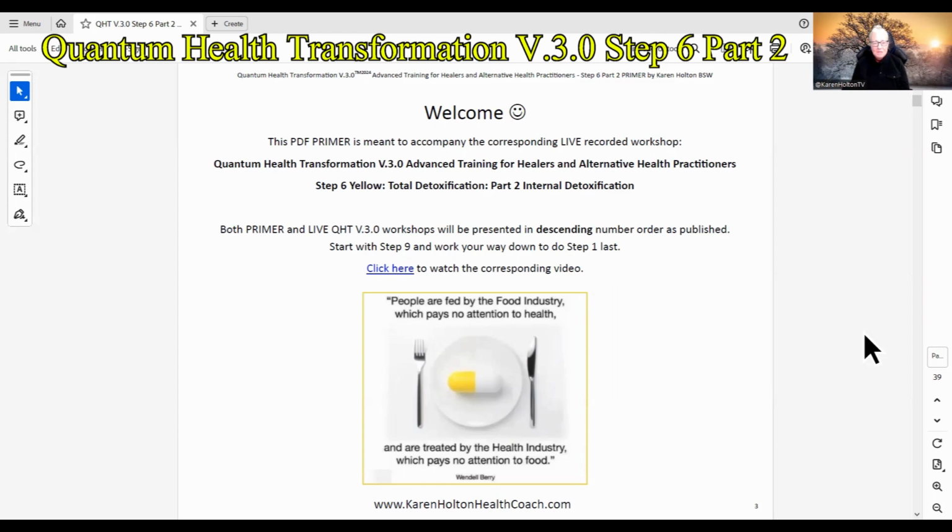There's an image on this page and it says, people are fed by the food industry, which pays no attention to health, and are treated by the health industry, which pays no attention to food. And that's a quote by Wendell Berry.